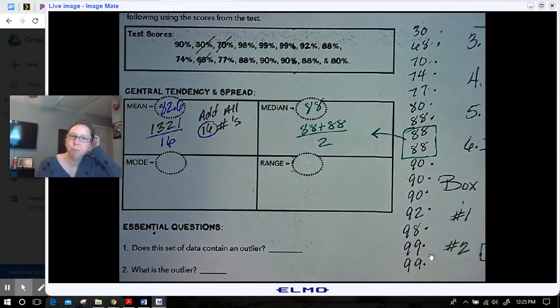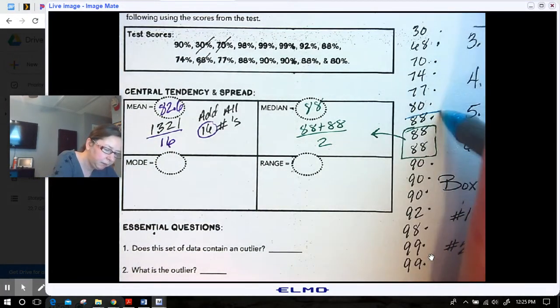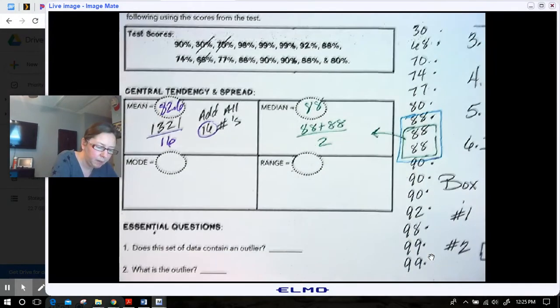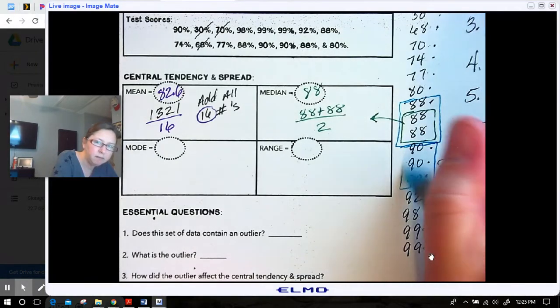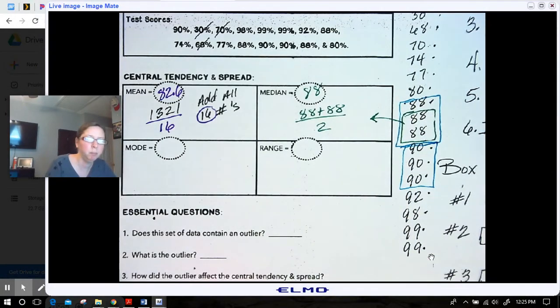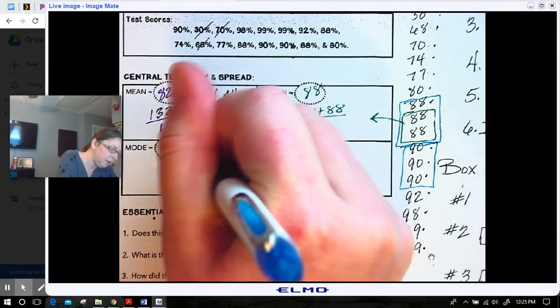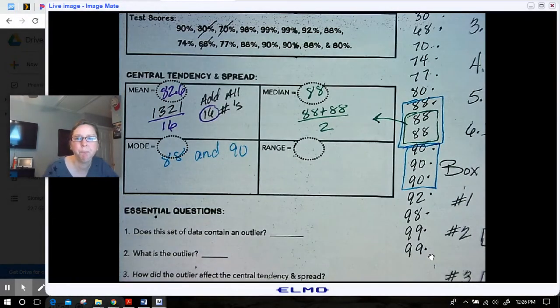Okay? Our mode, which number occurs the most? So I see 3 88s, and then I also see 3 90s. So we actually have two numbers that occur the most, 88 and 90. So we've got two answers for this one.